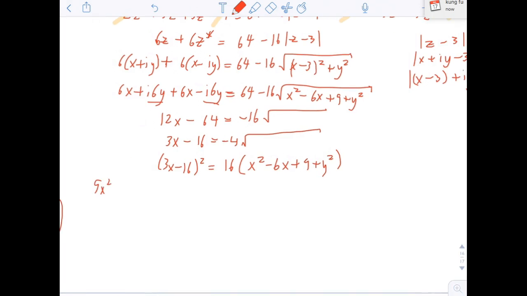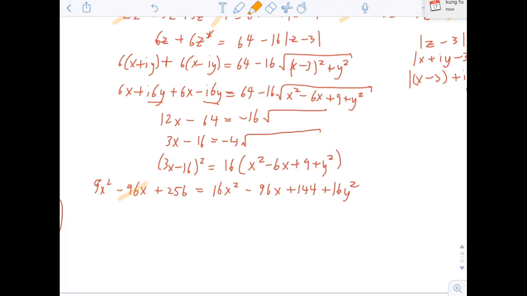Now we can expand 3x minus 16 quantity squared. That would be 9x squared minus 96x plus 16 squared, which is 256, equals 16x squared minus 6 times 16, which is 96x, 9 times 16, which is 144, plus 16y squared.